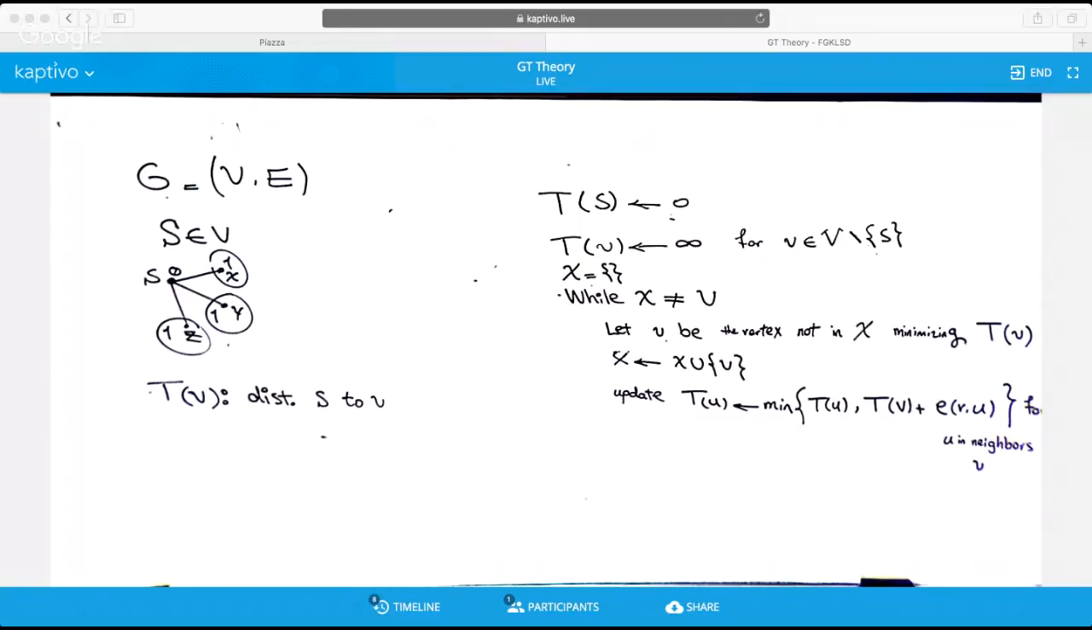So in the first iteration of the while loop, S updates the t value for its neighbors, and the value of t for S is finalized. We add it to the set X. In the next step, one of its neighbors will be picked because they minimize t, and they will update their neighbors and will be marked into the set capital X, and so on.